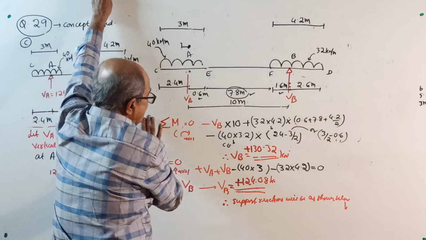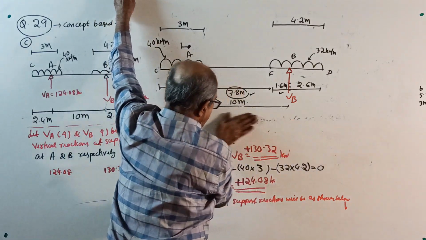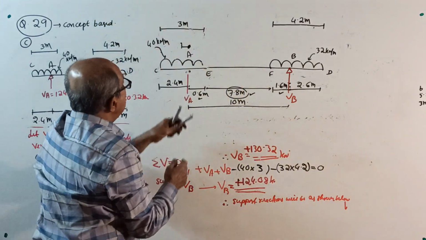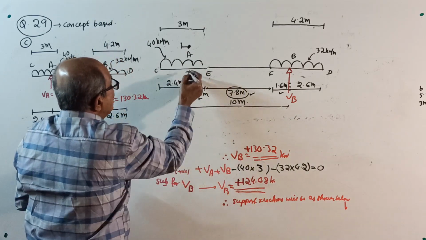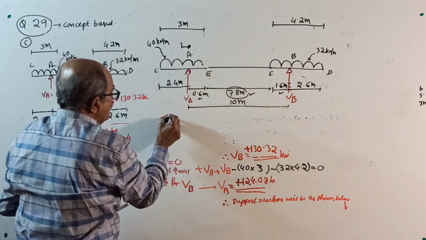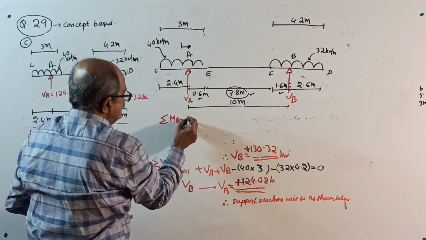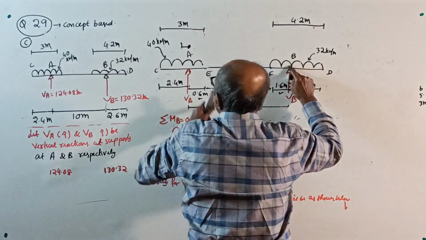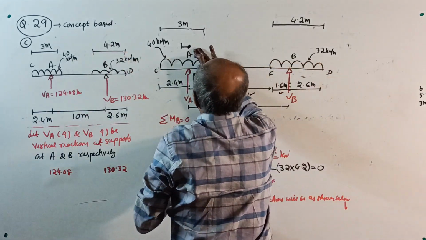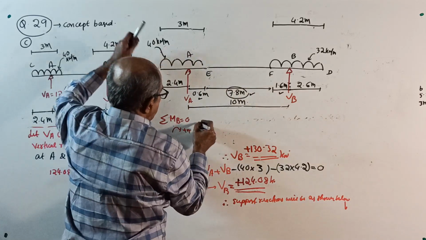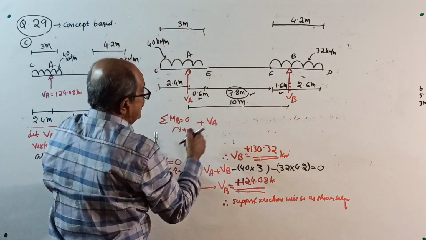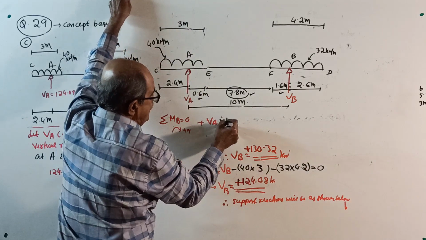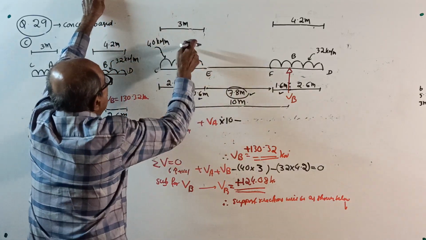Now, just an alternate solution, just to understand. Instead of taking moment about A, this is to understand only. Suppose you take moment about B first, clockwise positive. If you take moment about B, then this UDL, there is no problem. See how much it is? So plus VA into 10 minus, no problem.